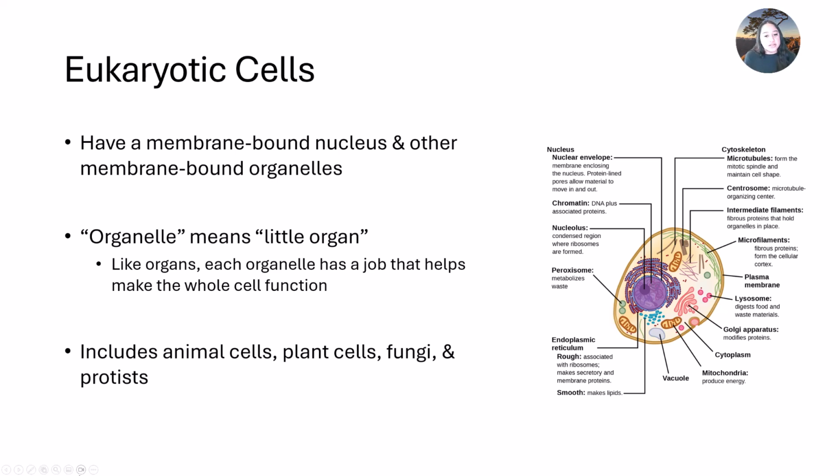So organelles have different jobs, and we'll talk about that in the next slide. Eukaryotic cells include a lot of different things: animal cells, plant cells, even fungi, like mushrooms. That is a separate group. It's not a plant. And then there's this other kind of random group called protists. Those guys are single celled, but because they have organelles, they are eukaryotic. So let's go into the different organelles.